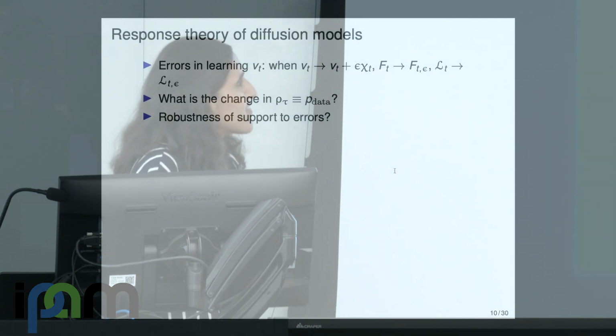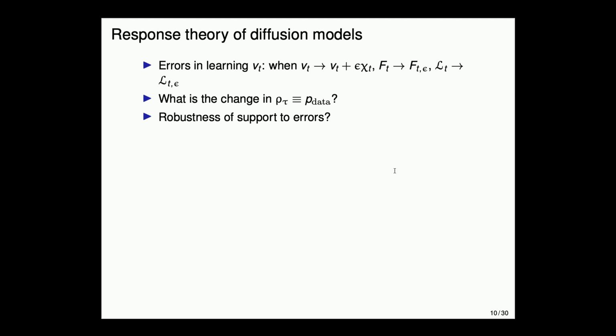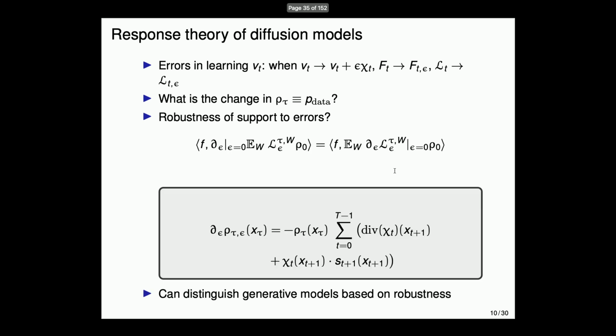Okay, so we want to ask: if you make all these errors, of course you do not get the data distribution, you get p data epsilon. Can we ask, in the limit of infinitesimal errors, how close is p data epsilon to p data? You can do a very simple calculation to get a result like this. It just comes from integration by parts and is fairly obvious.